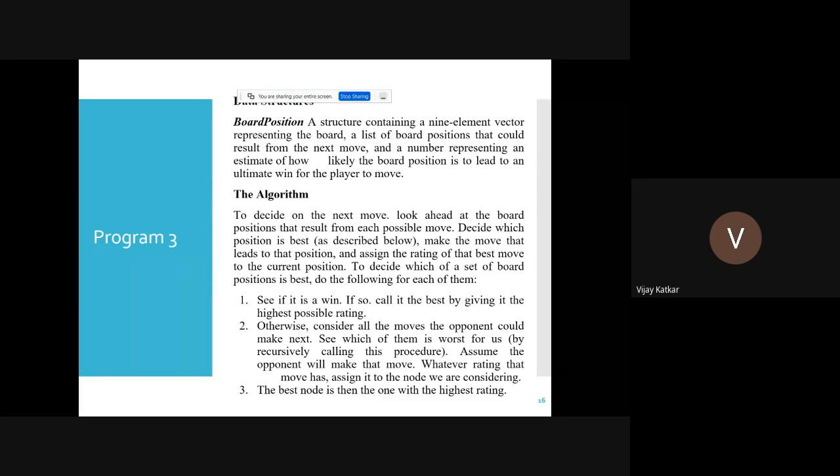Let us go for the third approach, which is a better AI approach compared to the previous approaches, because it does not only take rules into consideration. Along with this, it looks for future moves that the opponent might play, and depending on those future moves, the computer takes the decision. So basically, see what the board position is.